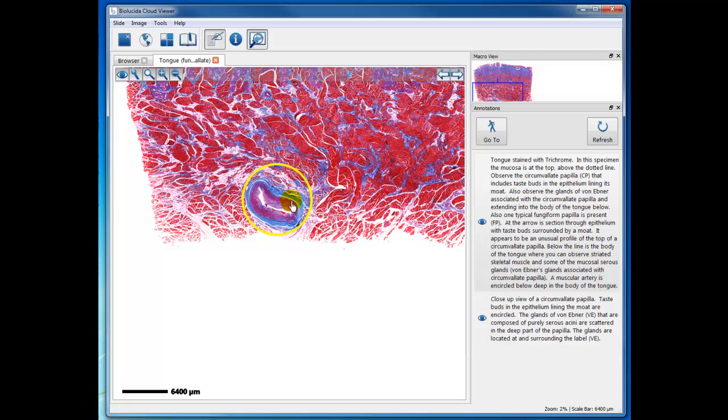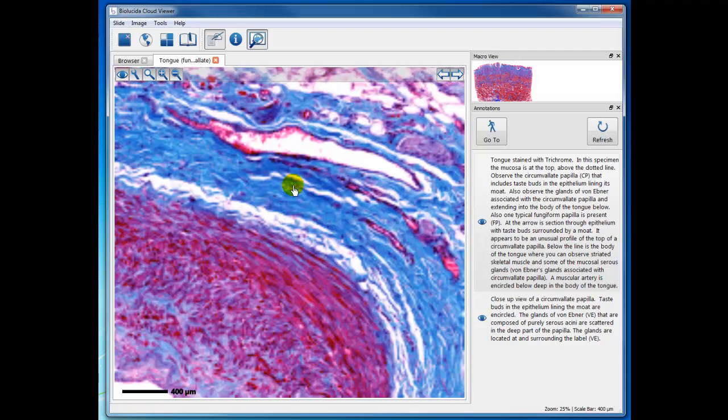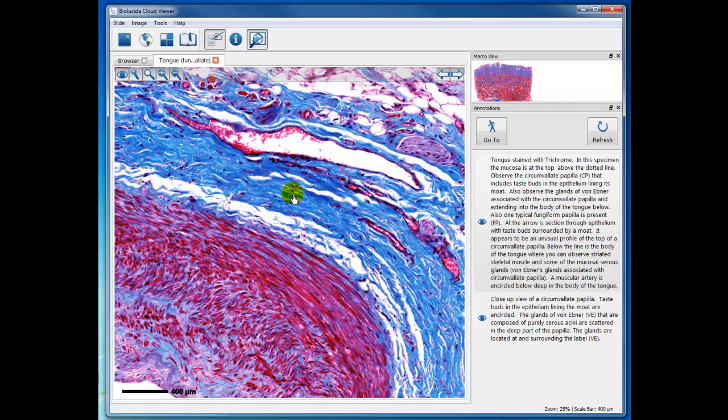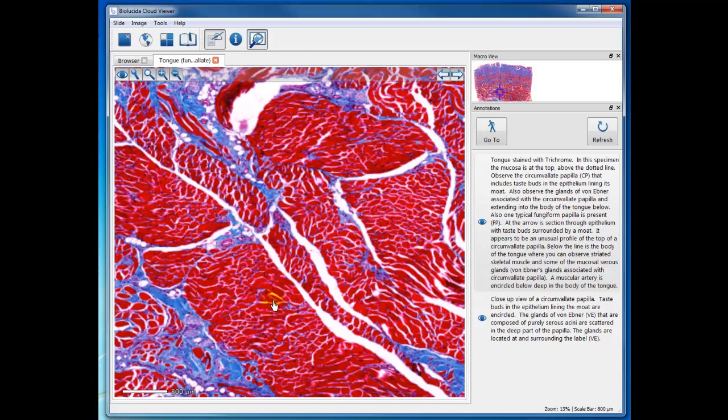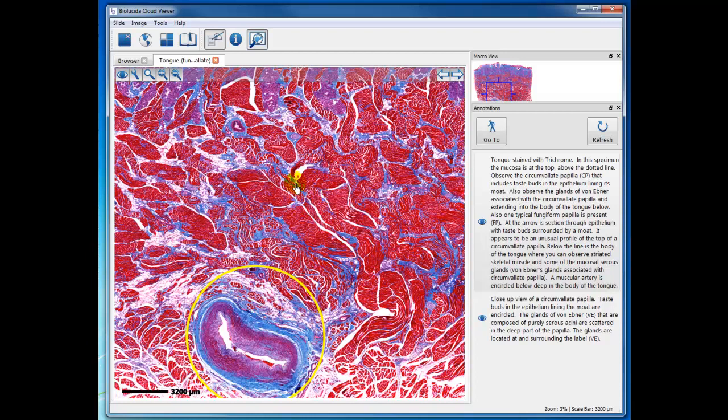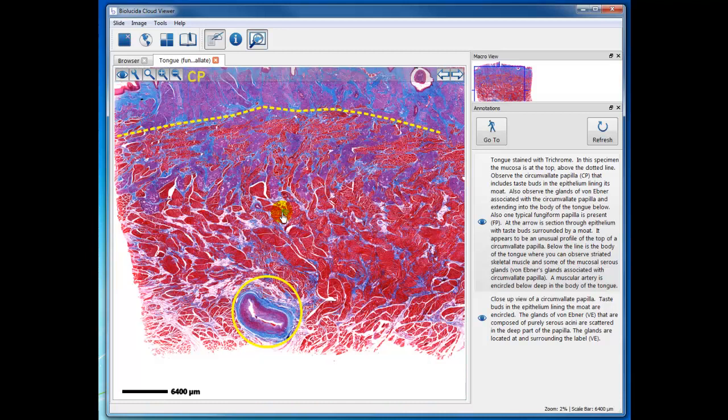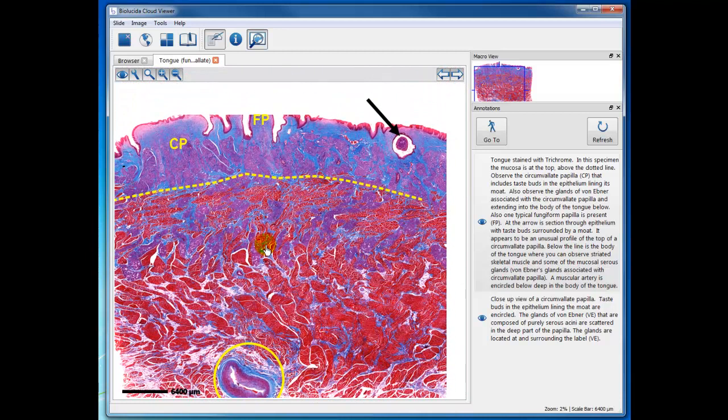So this is stained with trichrome, and you can easily see the collagen of the adventitia of the artery, and you can see the collagen forming the wrappings of the skeletal muscle between the fascicles of skeletal muscle in the tongue. Sorry about that.